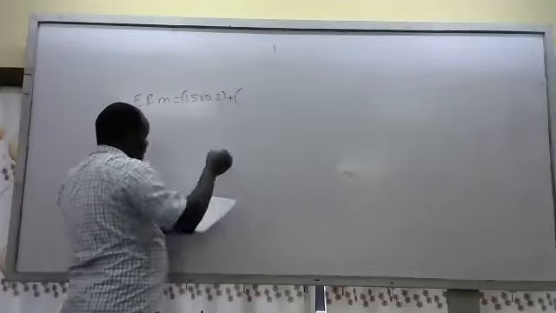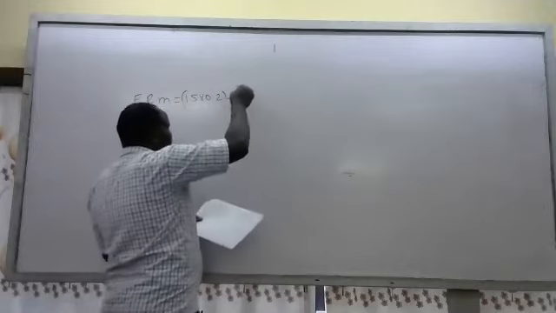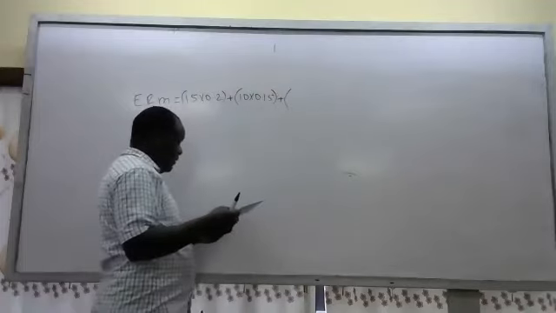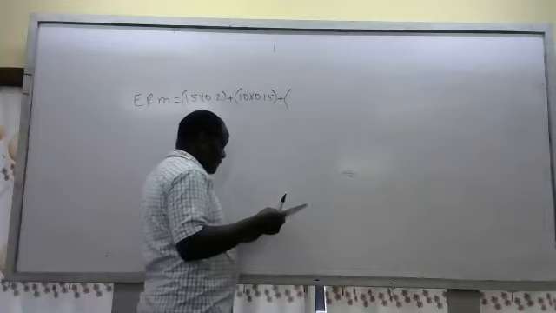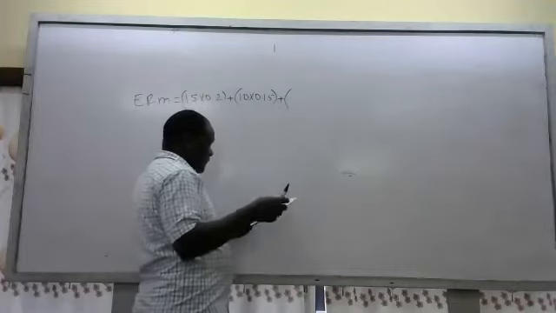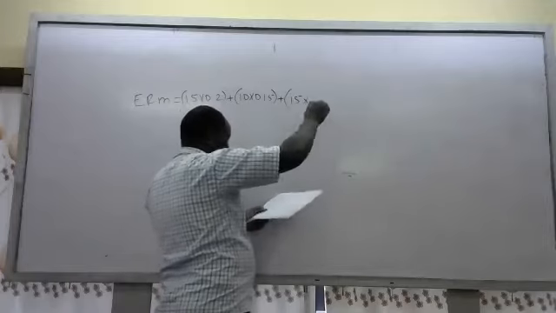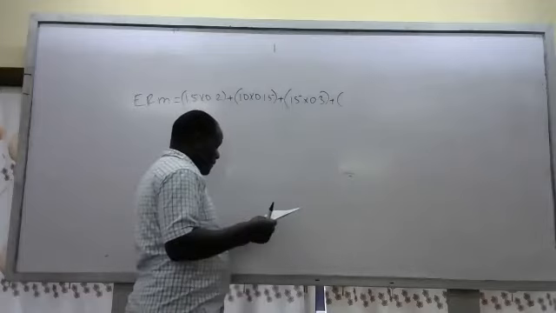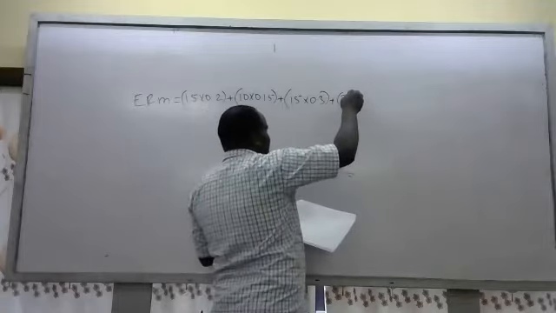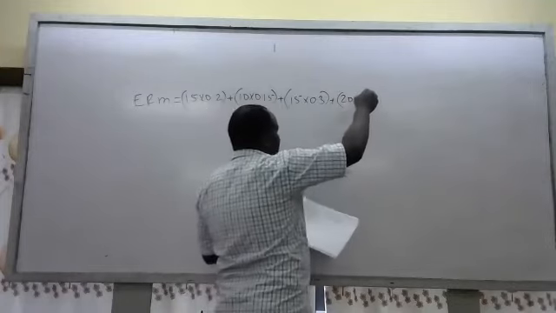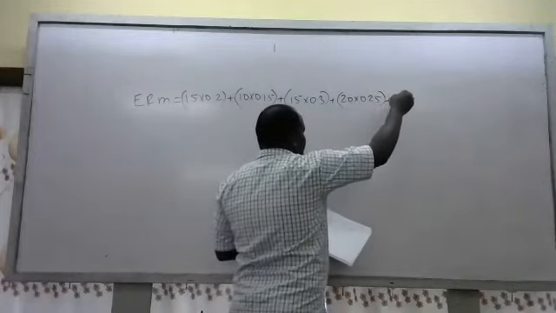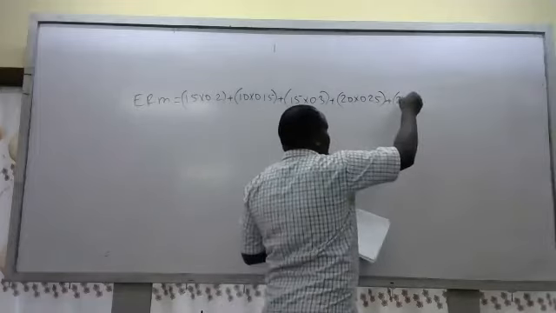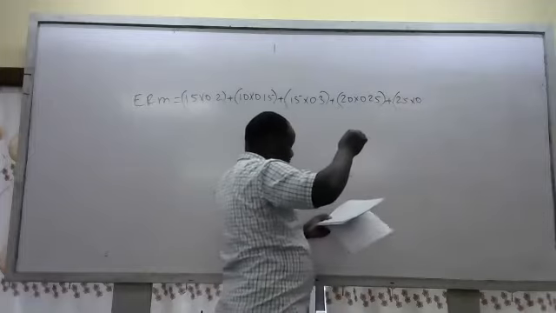Then we also add 10, multiplied by 0.15. Then the next one is 15, also multiplied by 0.3. Then plus the other one, which is 20, also multiplied by 0.25. Then also plus 25, multiplied by 0.10.